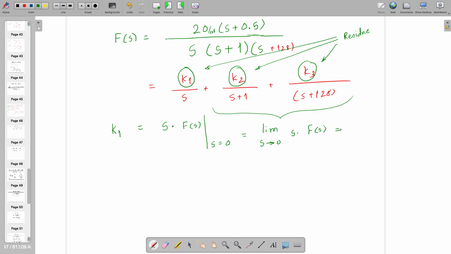Square. Square, okay. Is it correct? Similarly, if I want to find out k2, k2 is nothing but s plus 1 times F(s) at s equal to minus 1. If there is a mathematical mistake, please correct it. Okay. So I am not solving this. You people have to solve it and you have to tell me.